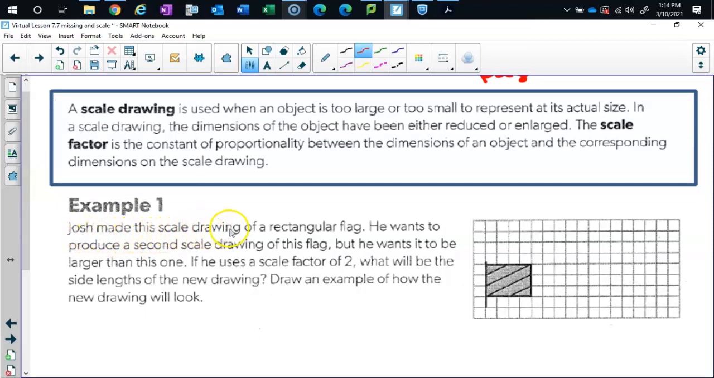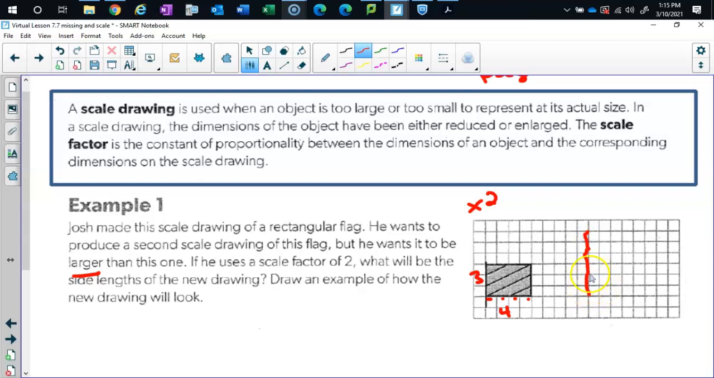Josh made this scale drawing of a rectangular flag. He wants to produce a second drawing of the flag, but he wants it to be larger than this one. And he's using a scale factor of 2. What will be the side lengths of the new drawing? Well, let's look at this one. If I look on this grid, this side of the flag is 1, 2, 3, 4 units. That's 4 by 1, 2, 3. 4 by 3. Well, we're doing larger. So larger, and our scale factor is 2. We're going to multiply by 2. So 3 times 2 is 6. So our new height is going to be 2, 4, 6.